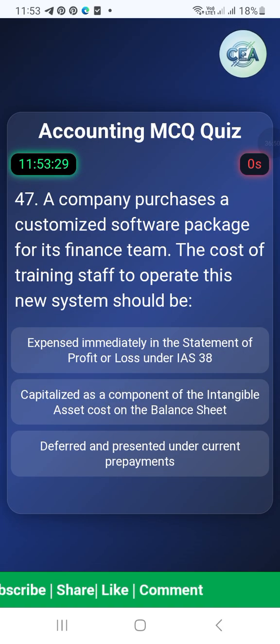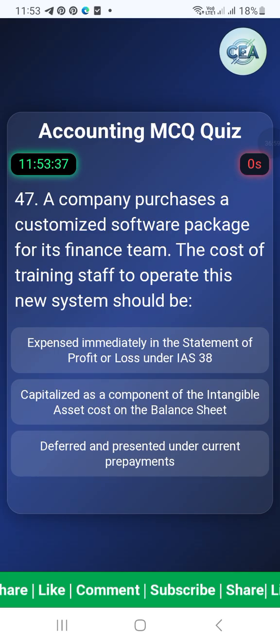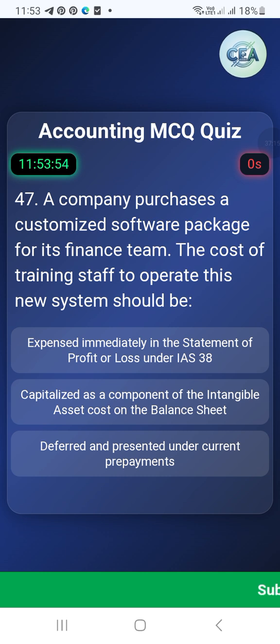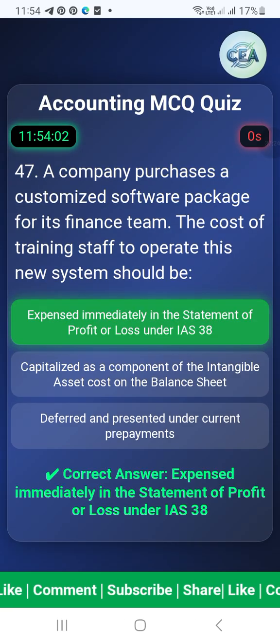47. A company purchases a customized software package for its finance team. The cost of training staff to operate this new system should be: Option 1. Expensed immediately in the statement of profit or loss under IAS 38. Option 2. Capitalized as a component of the intangible asset cost on the balance sheet. Option 3. Deferred and presented under current prepayments. Correct answer is expensed immediately in the statement of profit or loss under IAS 38.